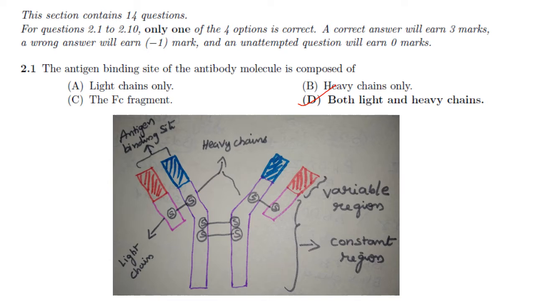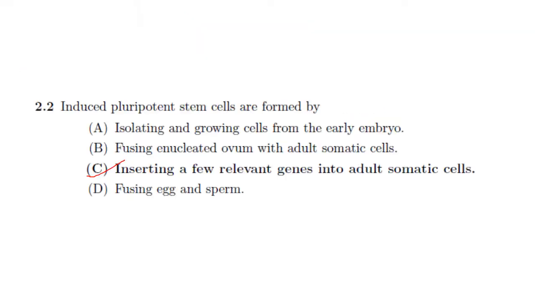From the picture you can see that this is the structure of an immunoglobulin. This is the light chain, this is the heavy chain. Both are linked by disulfide bonds, as well as both the heavy chains are also linked by disulfide bonds. Then you have the constant region of both the heavy chain and the light chain. Then there is the variable region, both heavy and light chain, and this is the antigen binding site. So both light and heavy chains will compose the antigen binding site of the antibody molecule. So answer is option D.